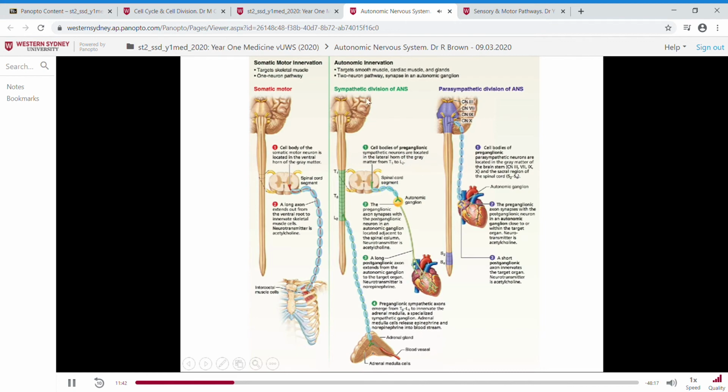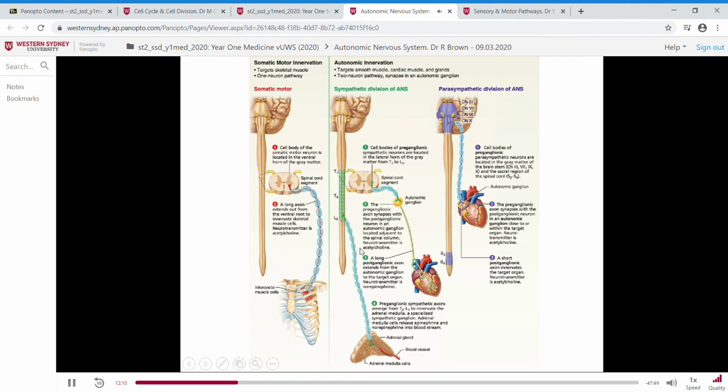What you can see here is the difference between the sympathetic and the parasympathetic divisions. The sympathetic has a short preganglionic neuron and a long postganglionic neuron. The parasympathetic is a little bit different. It has a long preganglionic neuron and a very short postganglionic neuron. Okay, that's the difference between those two parts of the system, and we'll talk about this shortly.